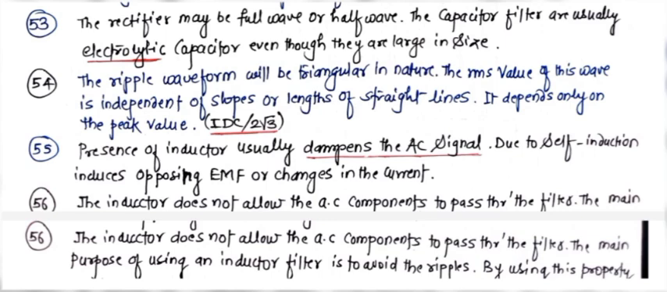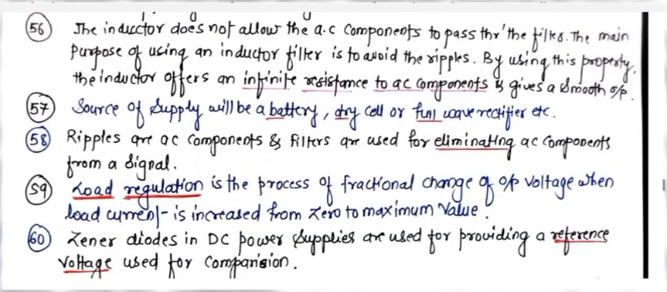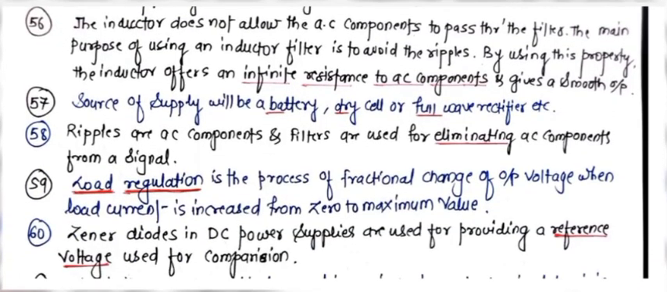The presence of an inductor usually dampens the AC signal due to self-induction, which induces an opposing EMF on changes in the current. The inductor does not allow the AC components to pass through the filter. The main purpose of using an inductor filter is to avoid the ripples. By using this property, the inductor offers an infinite resistance to AC components and gives a smooth output. Source of supply will be a battery, dry cell, or full wave rectifier. Ripples are AC components and filters are used for eliminating AC components from the signal.